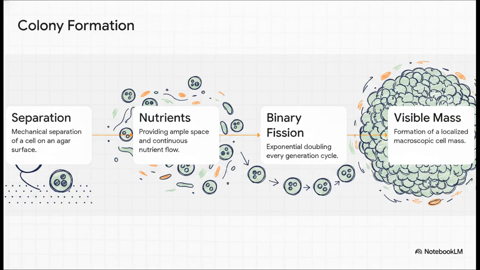Step 2, we provide plenty of space and a continuous flow of nutrients. Then step 3 is the biological engine turning on, binary fission. This causes exponential doubling every single generation cycle. And finally, step 4 is the payoff, the formation of that visible, localized, macroscopic mass. It's literally exponential math happening right before your eyes.